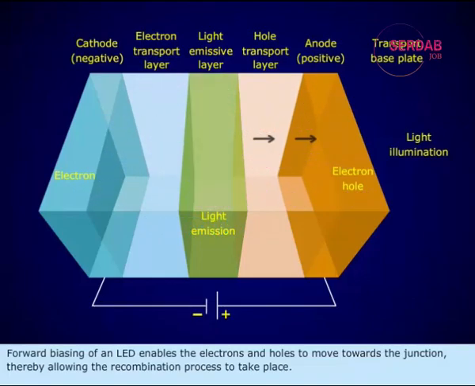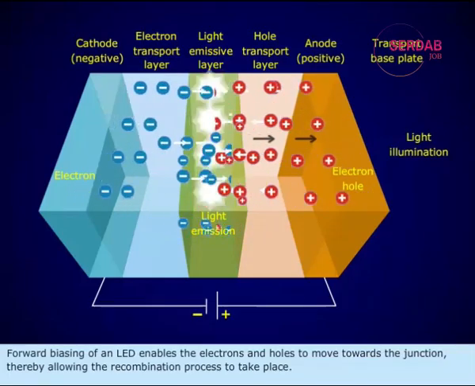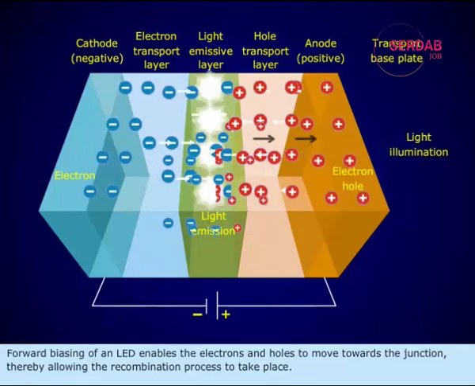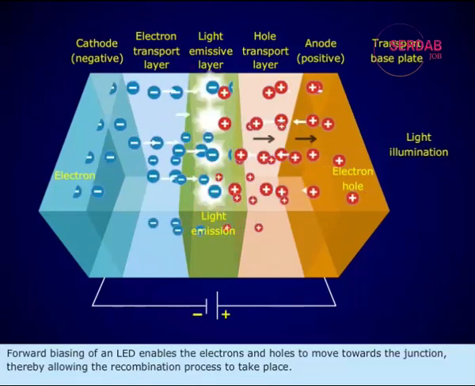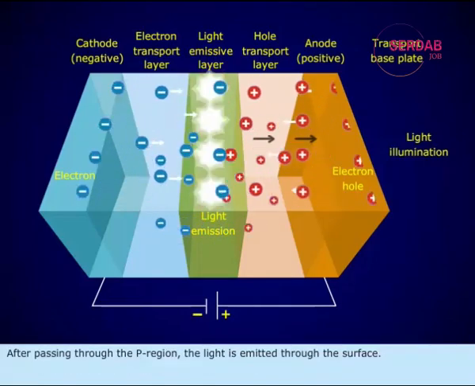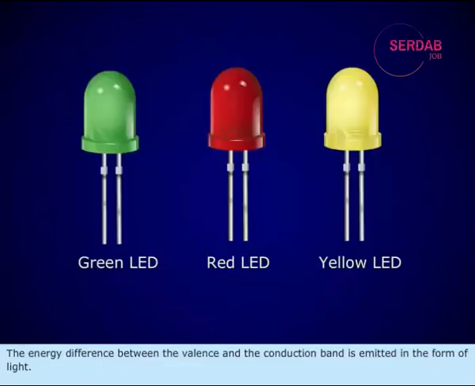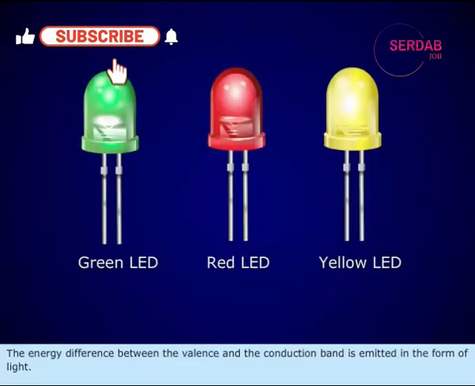Forward biasing of an LED enables the electrons and holes to move towards the junction, thereby allowing the recombination process to take place. After passing through the P region, the light is emitted through the surface. The energy difference between the valence and the conduction band is emitted in the form of light.